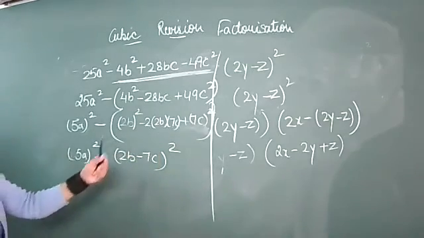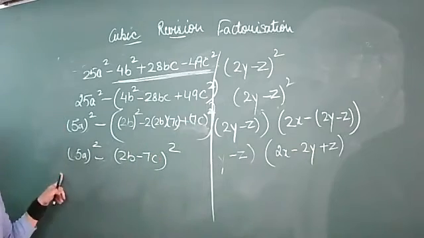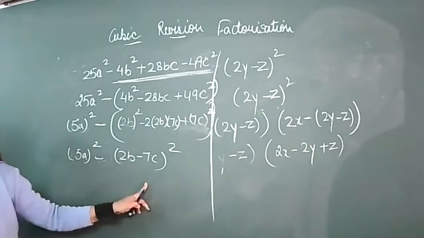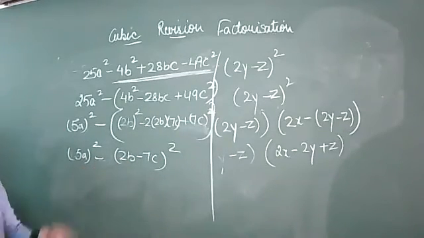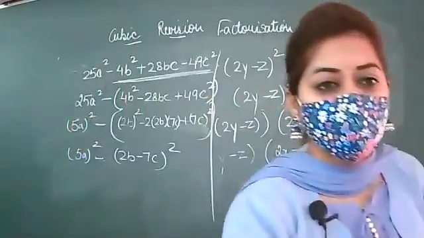Now, this question is same as the previous question. A square minus b square, a plus b, a minus b. Sign change होंगे क्योंकि ब्रैकेट से पहले क्या है? Minus. Now write the answer. Write it 2 times.